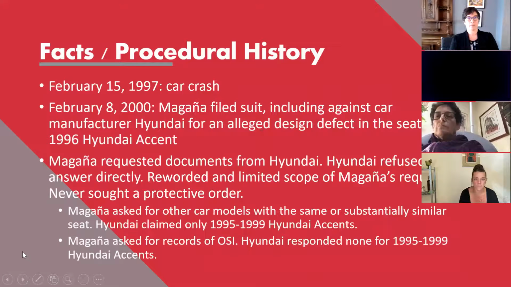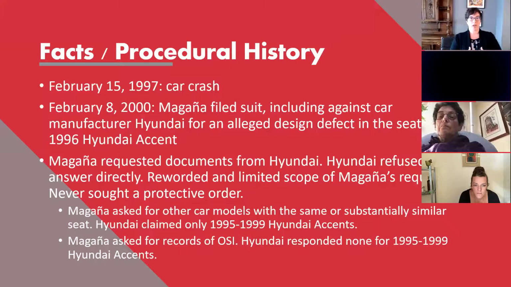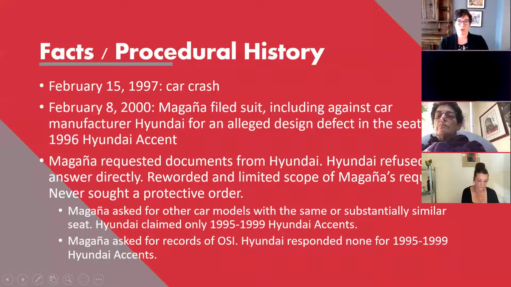for example, in the Magana case, I'll go through really quickly the facts and procedural history. You'll find, and I summarized them relative to how much attention was paid by the court in the opinion itself. And you'll see in February of 1997, the plaintiff was involved in a car crash and was injured. And in February of 2000, he filed suit, or his attorney filed suit on his behalf. That's about as much as the court went into regarding the car crash itself.